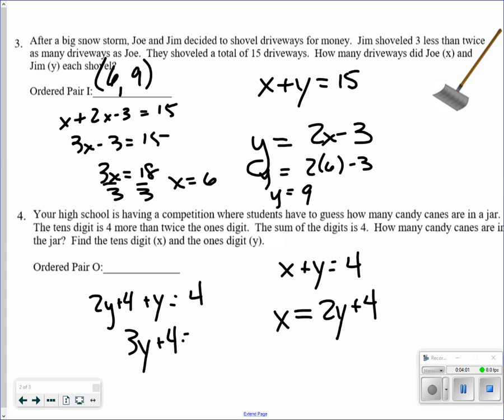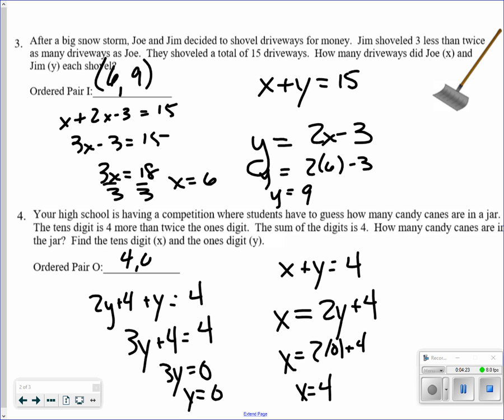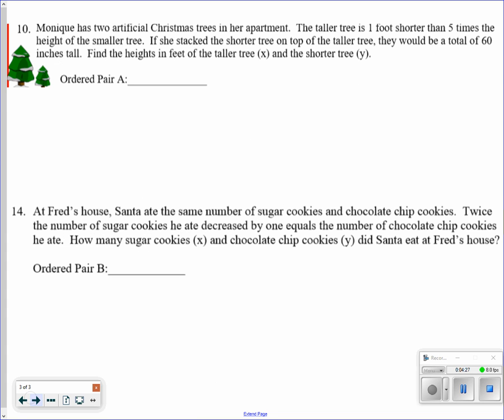Combine like terms. Subtract 4. And it's okay to get 0. So 0 for y. So if I plug 0 in for y, I get 2 times 0, and I get 4. So this is at (4, 0). Remember, the x comes first and the y comes second. Next one, we're going to skip all the way to number 10 now.